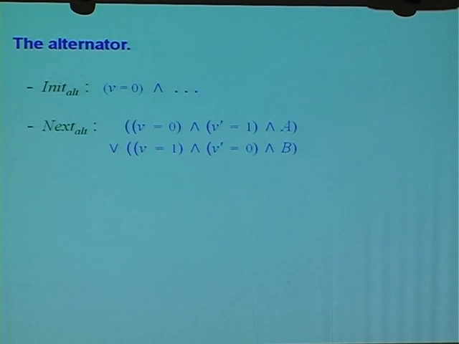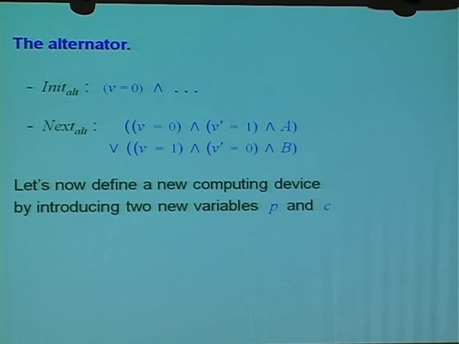So it's the alternator. Now I'm going to define a new computing device by introducing two new variables, P and C.